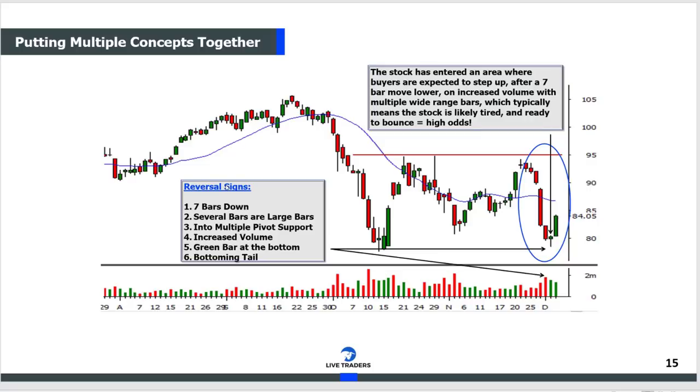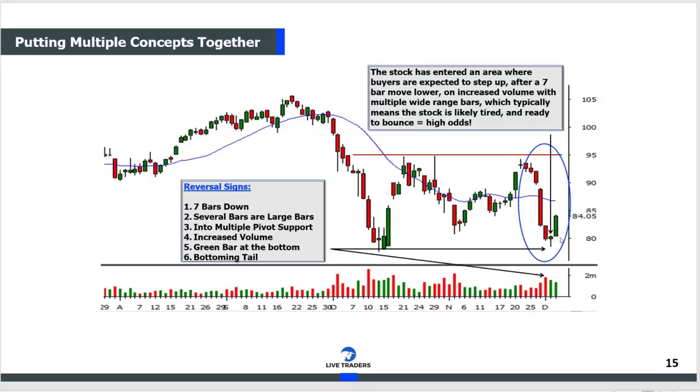So let's go down the list. These are your reversal signs. It's down seven bars, check. And they're big bars, right? Several bars are large, check. Into multiple pivot support, support here and some support here, check. Increased volume at the bottom suggests ending. Check. Green bar at the bottom suggests buyers are coming into this. Bottoming tail, buyers are coming into this.